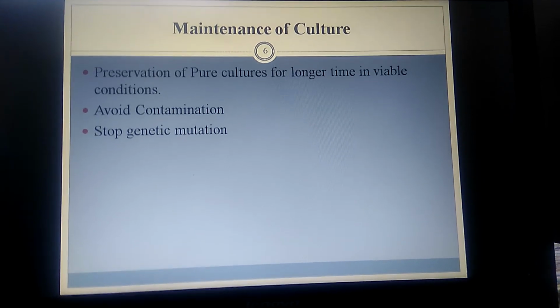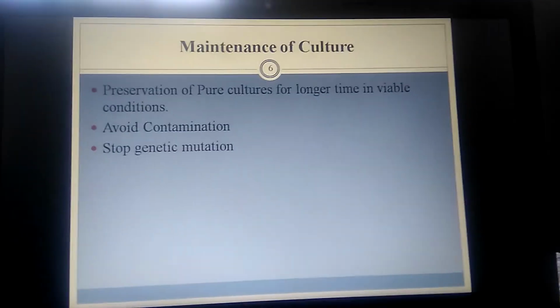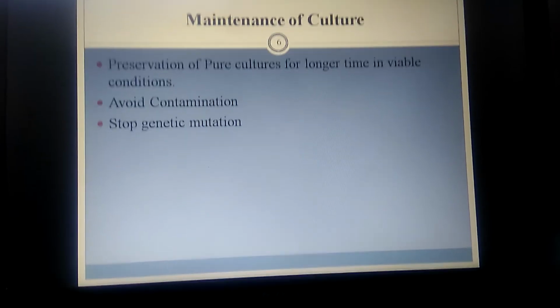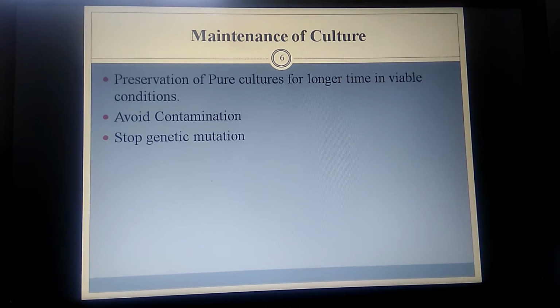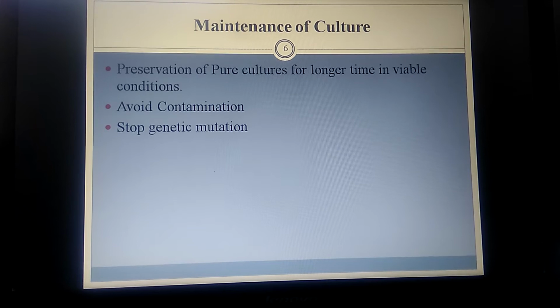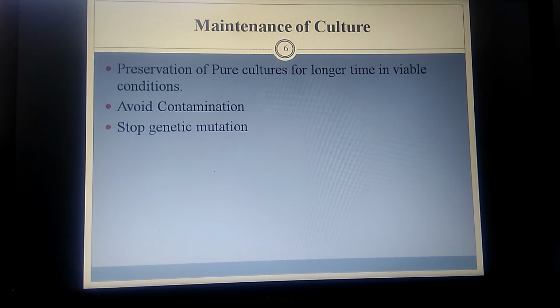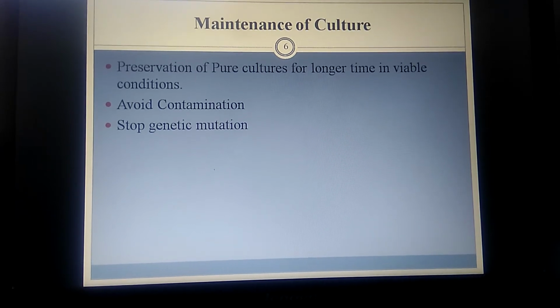Maintenance of culture. So now we have already discussed getting the discrete colonies, the required isolated colonies. Once we have the isolated organisms, we need to preserve them. Why should we preserve them? Because we require them in the viable condition. So once we put them into different media, they have to replicate again. They have to grow again.